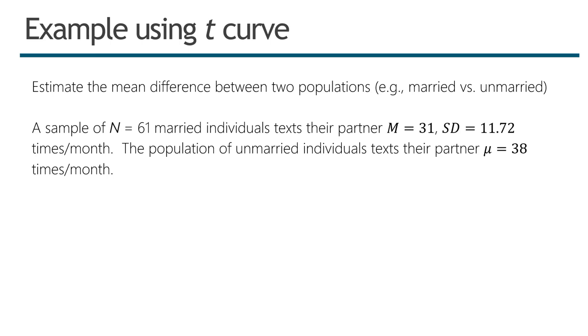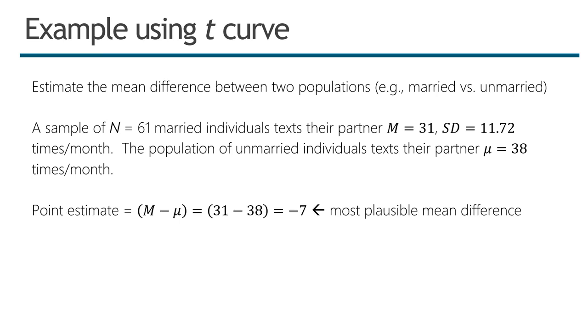In this example, we're going to use a 95% confidence interval to estimate the mean difference between two populations, specifically a married population and an unmarried population. We're going to take a sample of 61 married individuals, and we're going to find out that that sample texts their significant other on average 31 times per month, with a standard deviation of 11.72. On the other hand, the population of unmarried individuals texts their significant other on average 38 times per month. We have to use a t-curve here because we do not know the population standard deviation, or sigma.